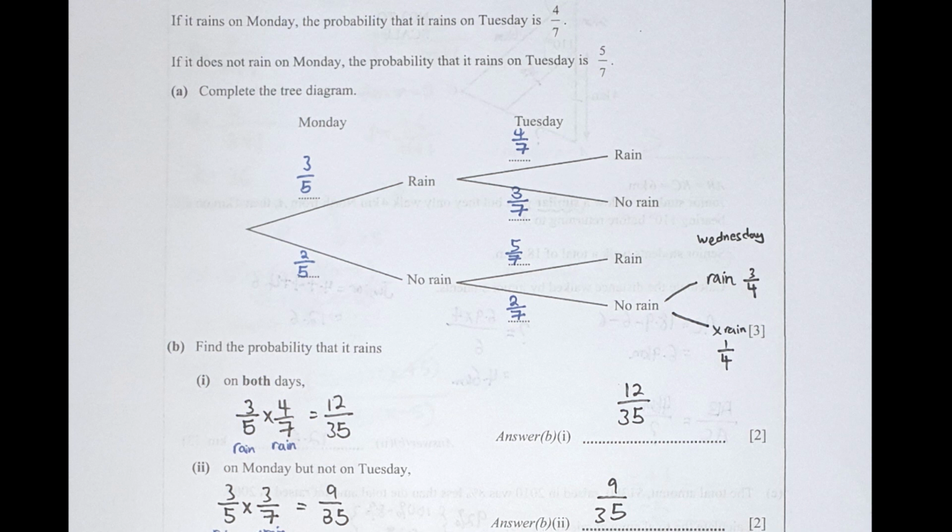So for both days that it rains, we take 3/5 times 4/7. Hence the result will actually be 12/35. For section 2, rain on Monday but not on Tuesday, this one will be 3/5 times 3/7. So it results in 9/35.